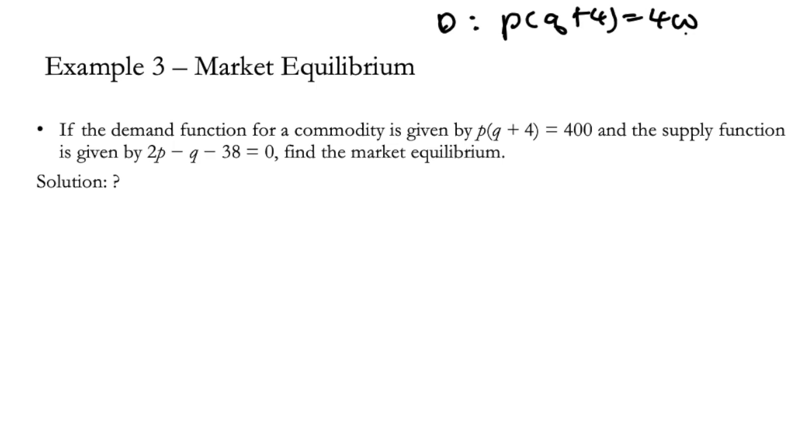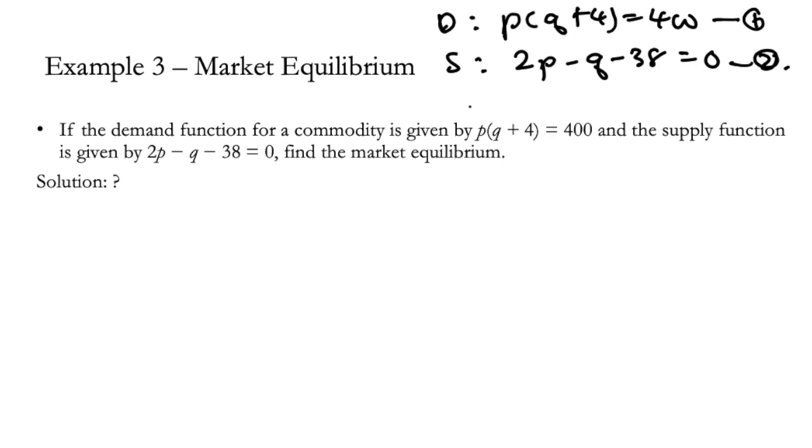And then you have the supply function, which is 2P minus Q minus 38 equivalent to 0. Let's call this one number 1. Let's call this one number 2.